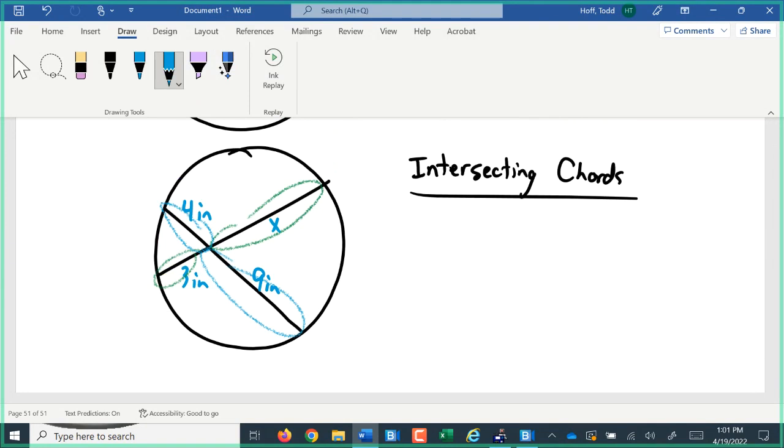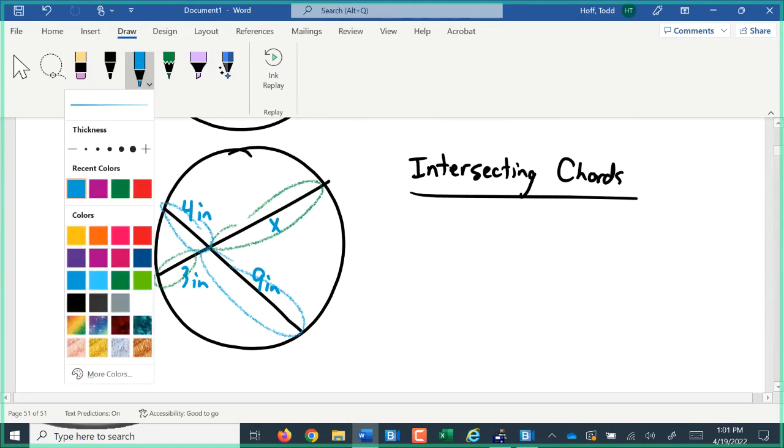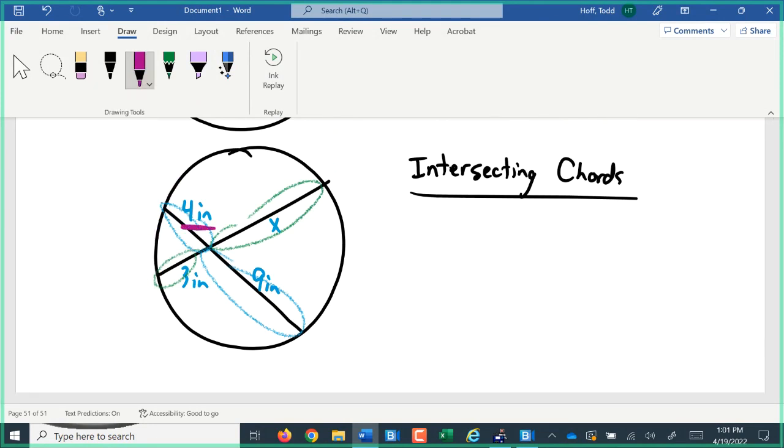The pieces of the 2 chords multiply to make a predictable product. What I mean by that? Well, 4 is in the same chord as what other piece? 9. So 4 inches times 9 inches has to equal the product of the pieces of the other chord that intersects. So 3 times x.